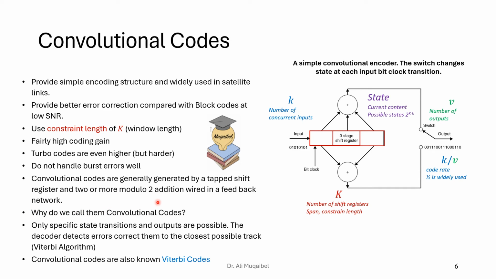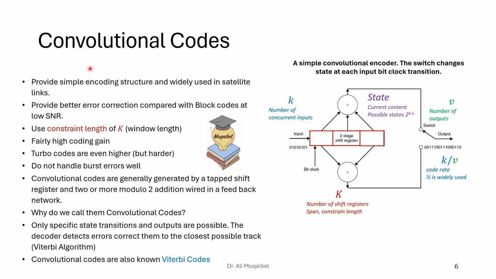Only specific state transitions and outputs are possible. So what makes this a code is that this circuit is going to limit the relation between the bits. So not every input generates all possible outputs. How do we check whether this sequence is valid or not? It's not as simple as block codes. We need to use decoding algorithms, where the decoder detects errors and corrects them to the closest possible track, like the Viterbi algorithm. Viterbi is the name of a scientist. So convolutional codes are also known as Viterbi codes, because usually we are using the Viterbi algorithm as a decoder.